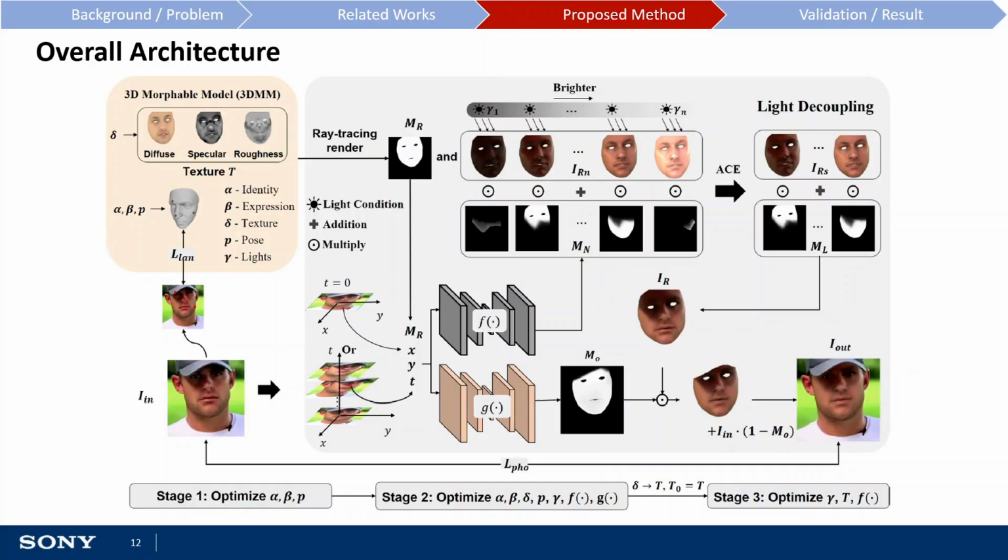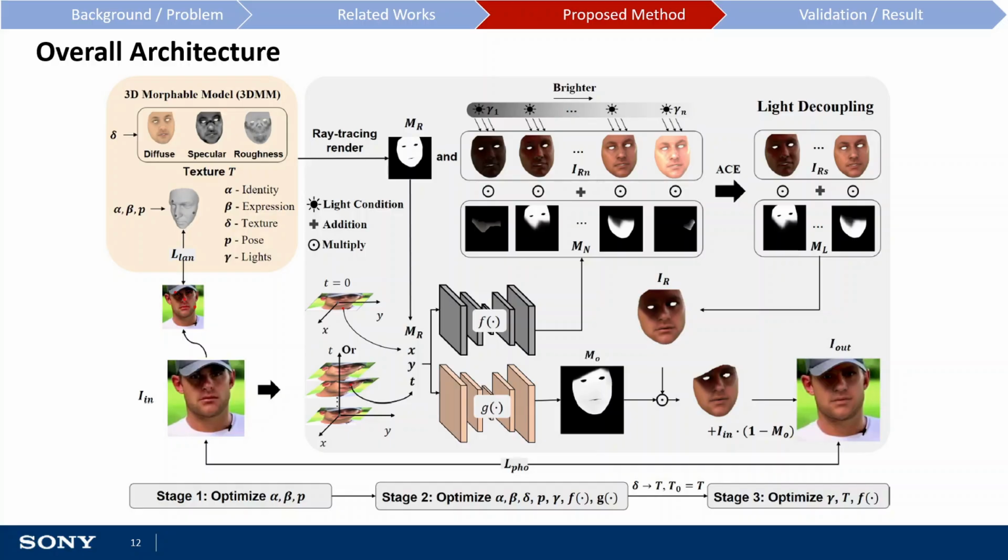Authors use the statistical coefficient delta from an off-the-shelf 3D model called albedo to initialize the face texture T and optimize neural representations. Render mask MR and faces IRN under N light conditions are acquired through ray tracing rendering.